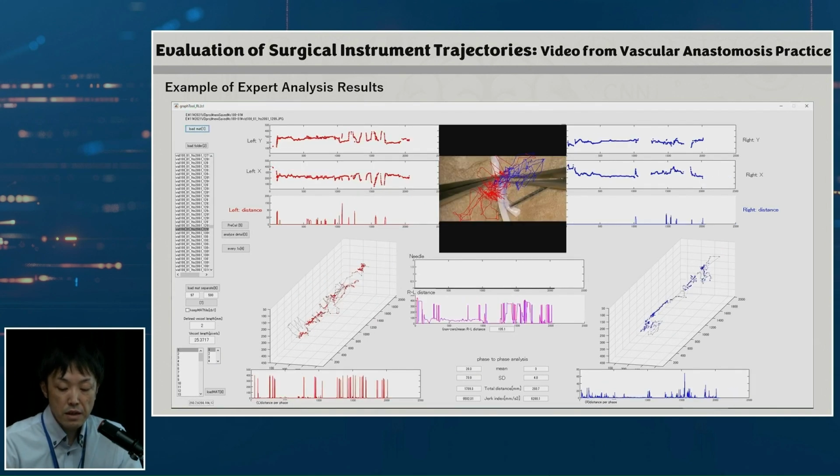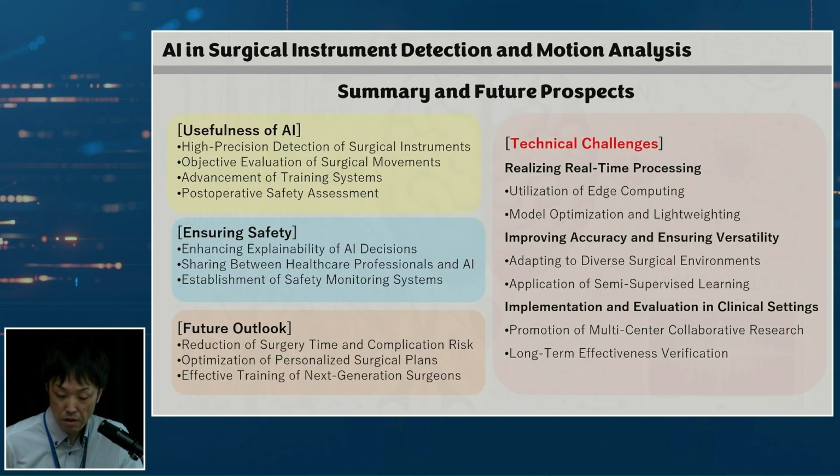This slide shows the analysis result of the expert compared to the analysis result of the novice. The trajectory is smooth with less waste, and the movements of left and right instruments are coordinated. The jerk index is low, and these results indicate that the movements of the expert are stable and efficient.